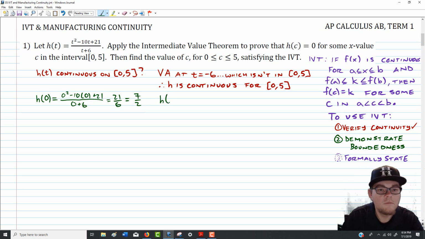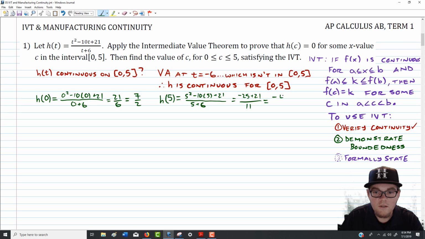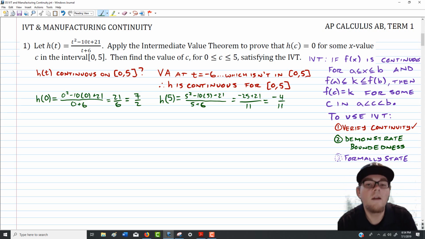We found h of 0, but h of 0 in isolation does nothing. We need to also compare it to h of 5. So if we plug in 5 up there, we get 5 squared minus 10 times 5 plus 21 all over 5 plus 6. That's going to be 25 minus 50, which is negative 25. Here, I'll keep track of it over here. Negative 25 plus 21 over 11, which is going to amount to negative 4 over 11.